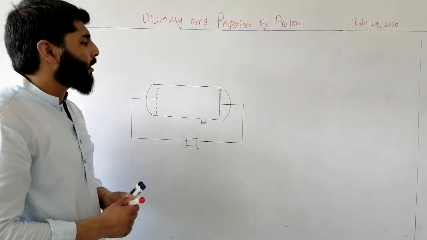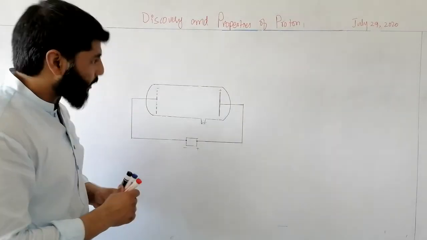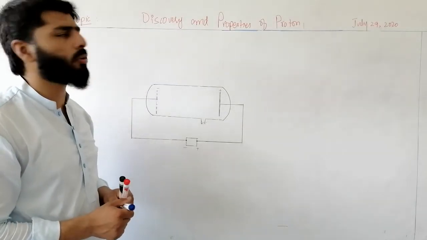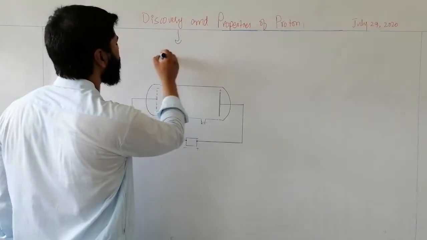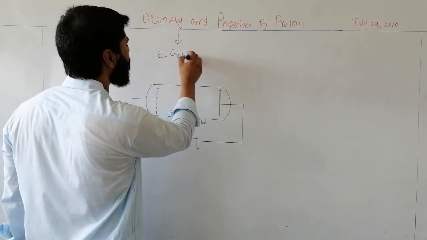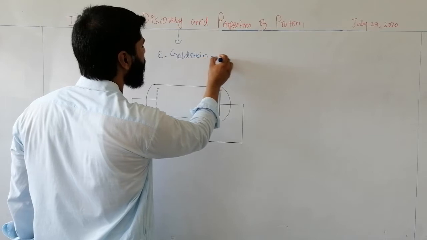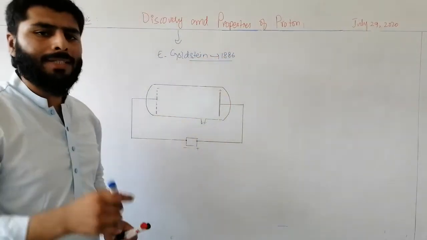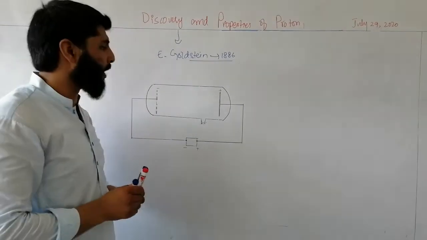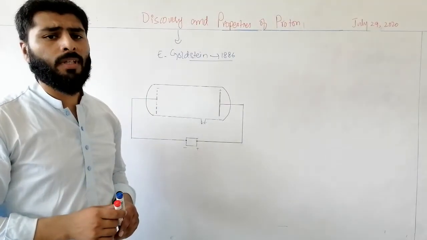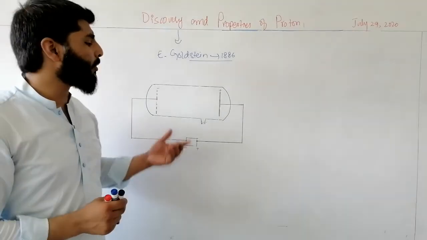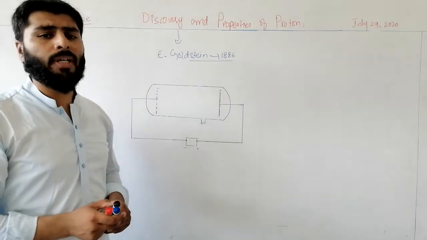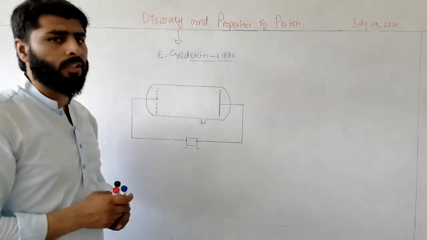Dear students, after the discovery of the cathode rays by J.J. Thomson, E. Goldstein in 1886 performed the gas discharge tube experiment with some modifications. Students, he used the same discharge tube used in the discovery of cathode rays but with a little modification.